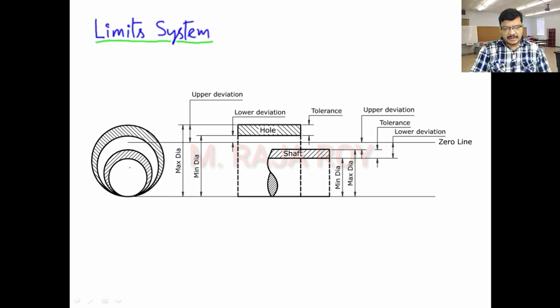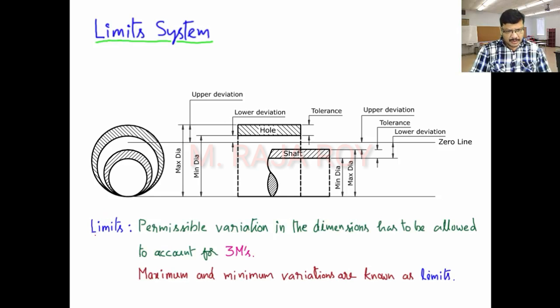Now what are the standard other definitions? I'll explain one by one. Limits. Limits can be defined as the permissible variation in the dimensions that has to be allowed to account for manufacturing errors. So to account for them, anyway we have to allow some variation. We can't avoid that. Maximum and minimum variations are known as limits.